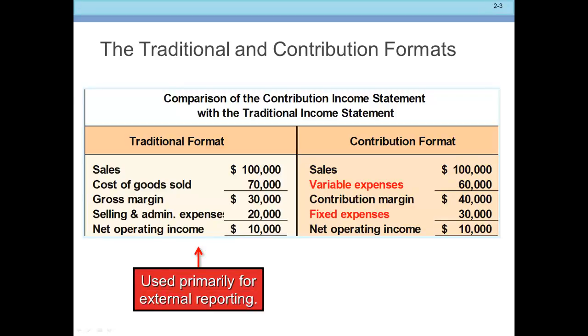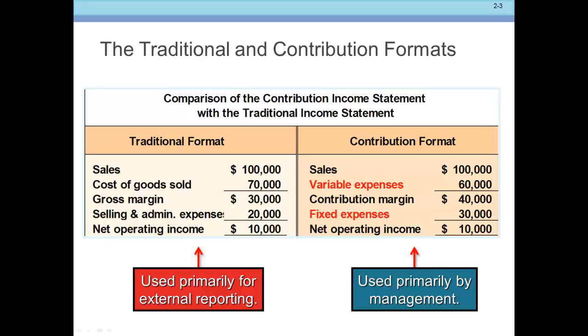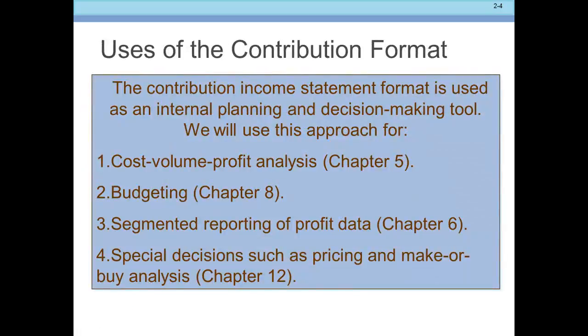The contribution format allocates cost based on cost behavior, separating out variable and fixed cost. This format is easier for management to use because variable and fixed costs behave differently for decision purposes. Companies use the contribution income statement approach as an internal planning and decision-making tool. We'll use this approach when we discuss cost volume profit analysis, segmented reporting, budgeting, and special decisions such as pricing or make or buy analysis.